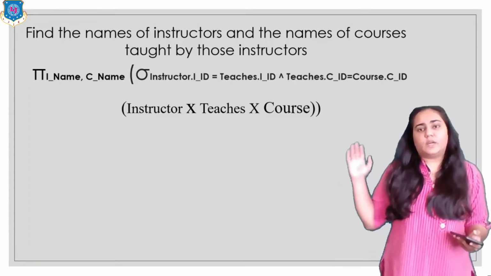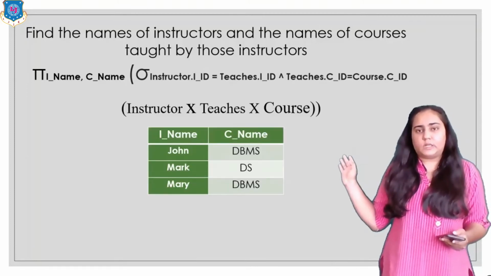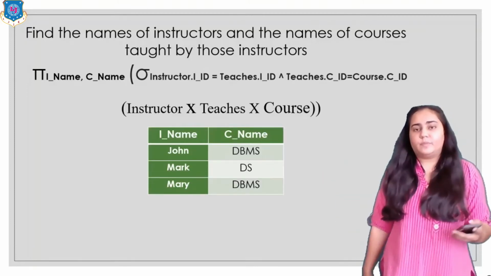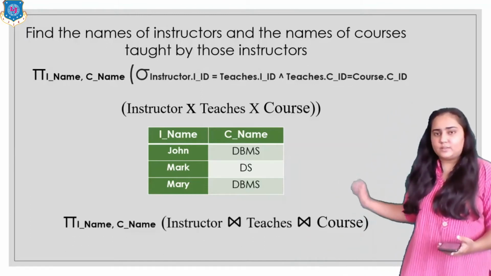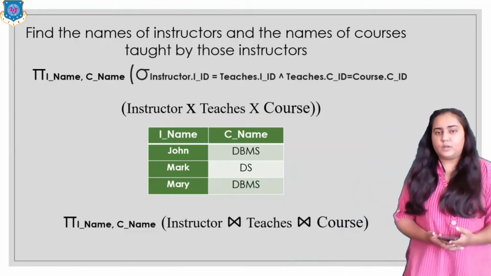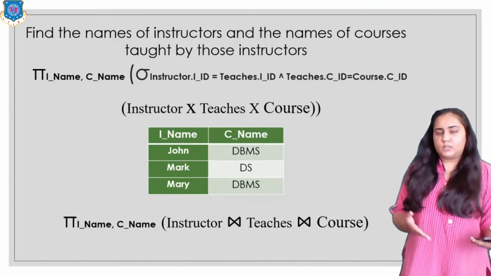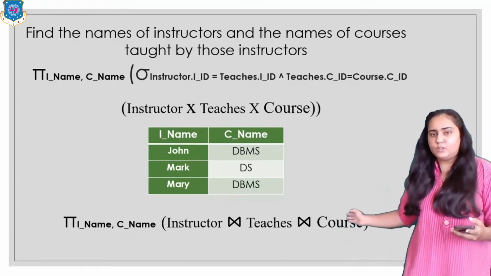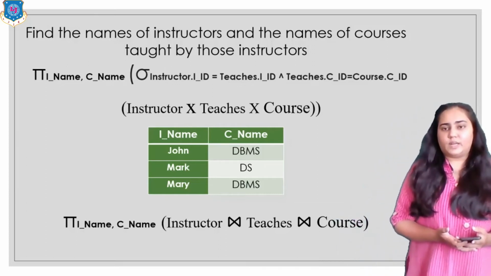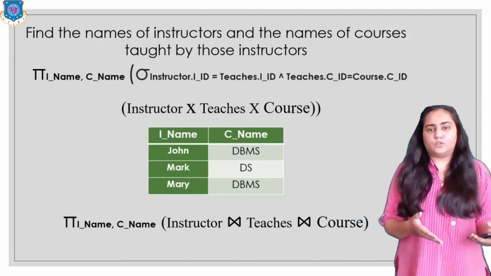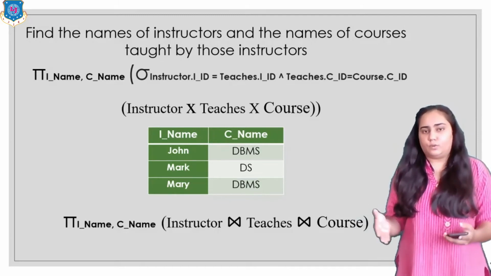If we want to write the same query with the same result, which is this, with a natural join, you can write it like this. So all you need to do here is write down instructor, and then this bow tie symbol that you see here is the natural join symbol. So that gives you instructor natural join teachers natural join course.